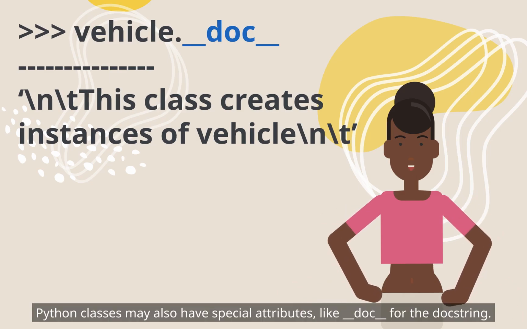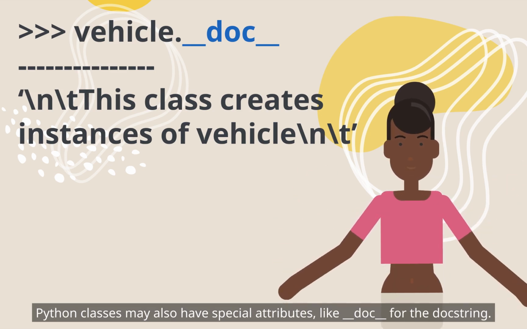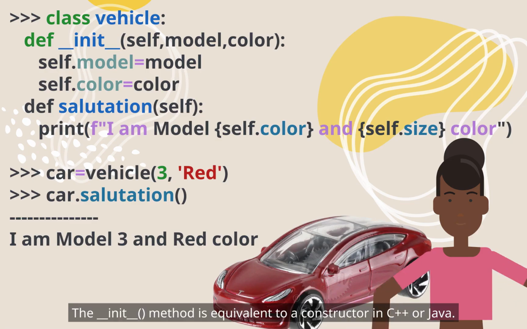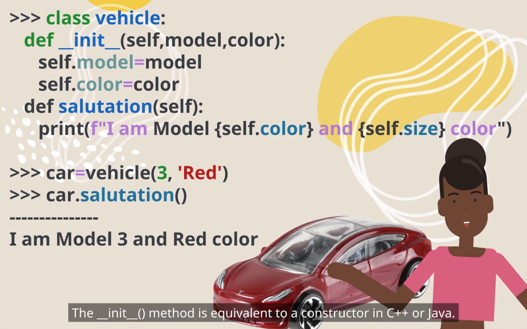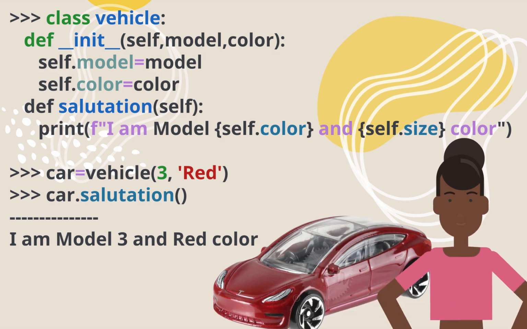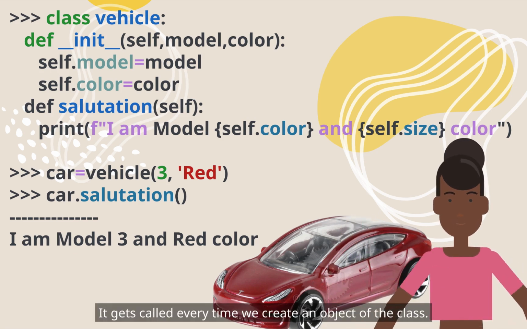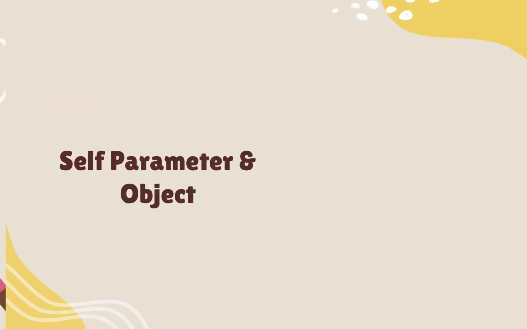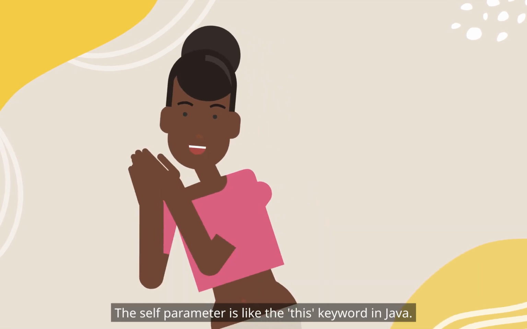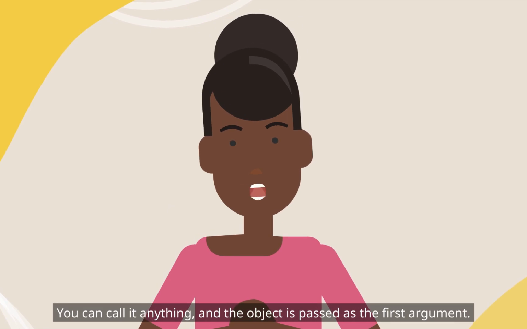Python classes may also have special attributes, like __doc__ for the doc string. The __init__ method is equivalent to a constructor in C++ or Java. It gets called every time we create an object of the class. The self parameter is like the this keyword in Java. You can call it anything, and the object is passed as the first argument.